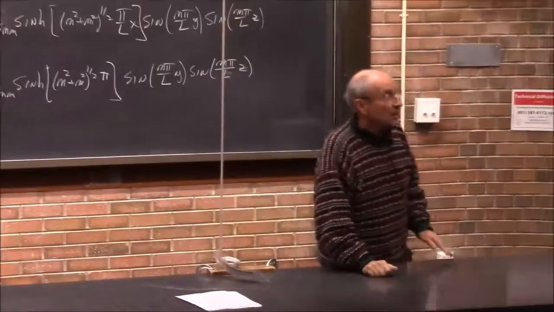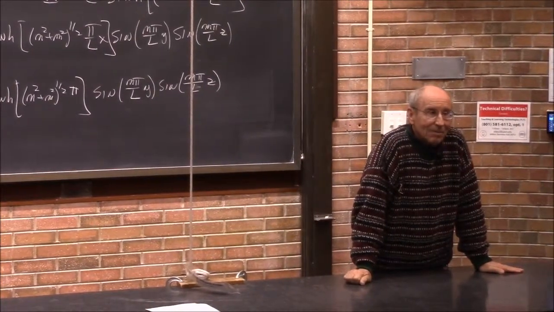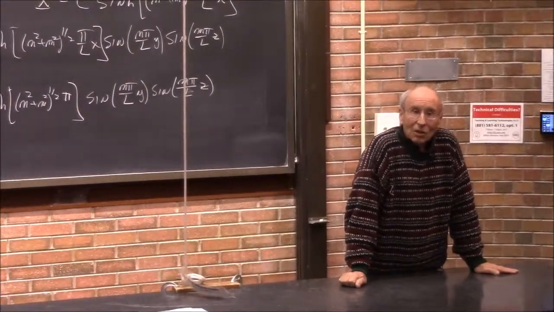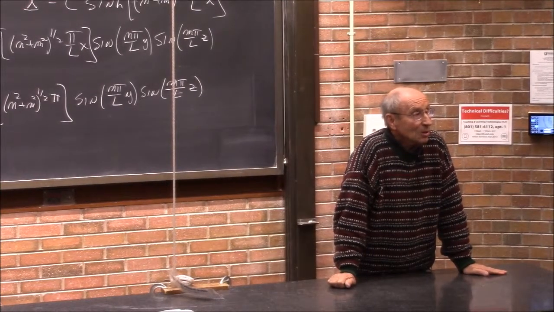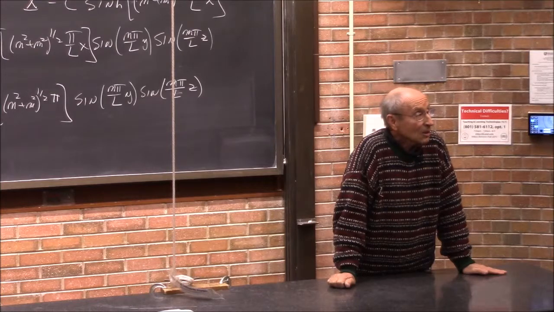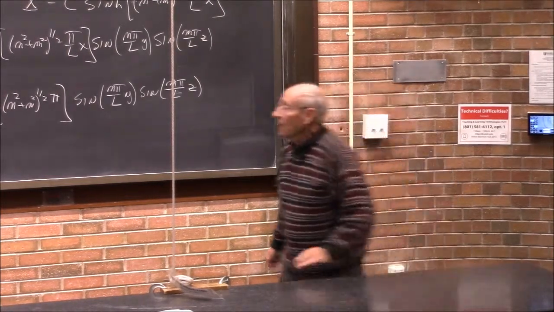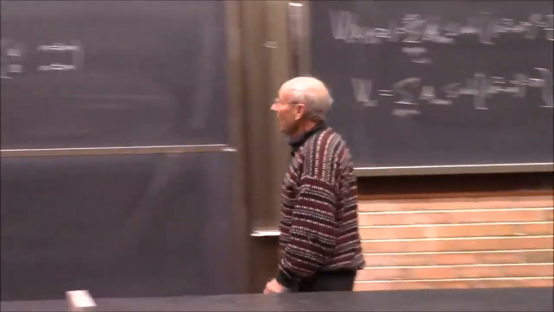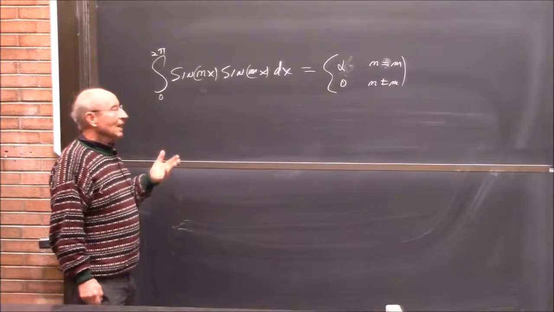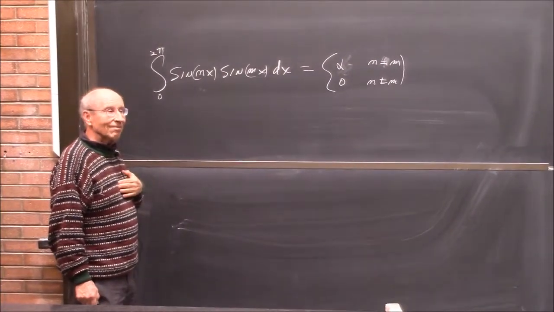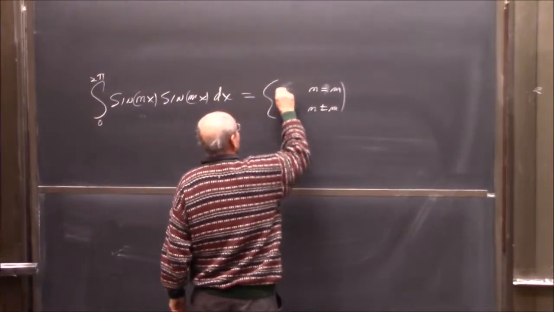Well, sine squared has an average value of what? A half. Why? Because you know that sine squared plus cos squared is 1. And sine squared and cos squared have the same average values. And so each one must be a half. So the average value of this thing is a half. If we integrate over a range 2 pi, then that integral must be pi. Right? So that is pi.